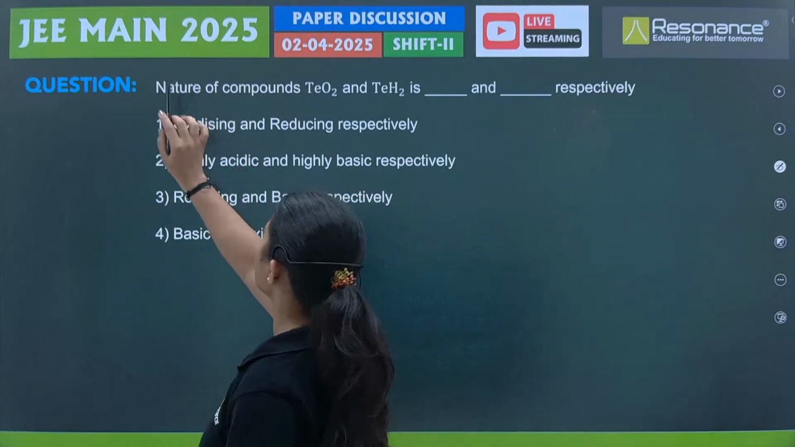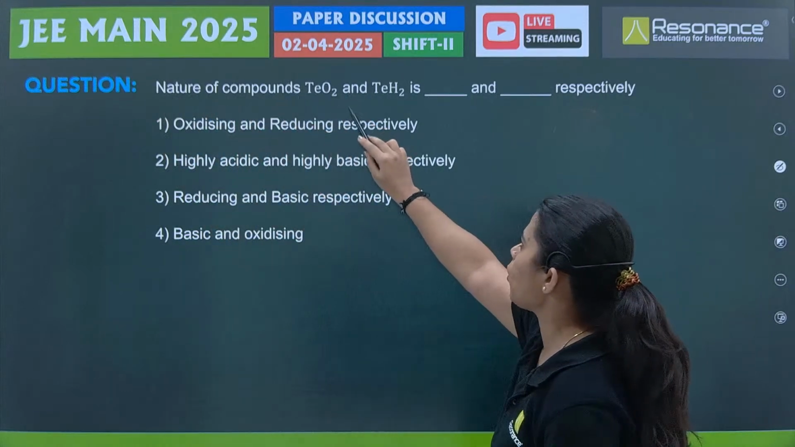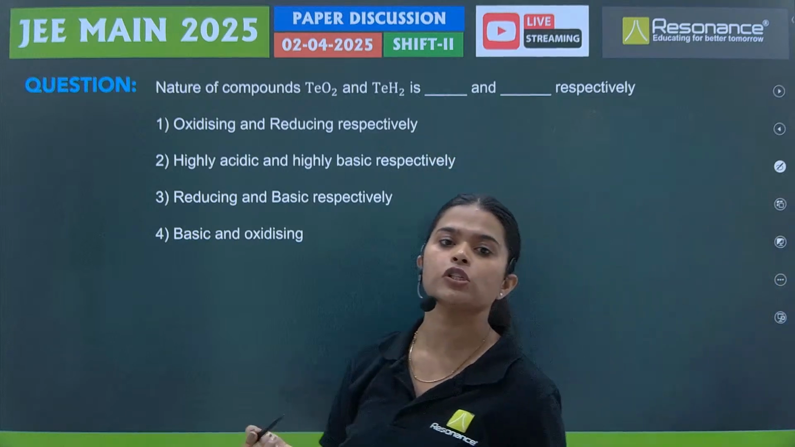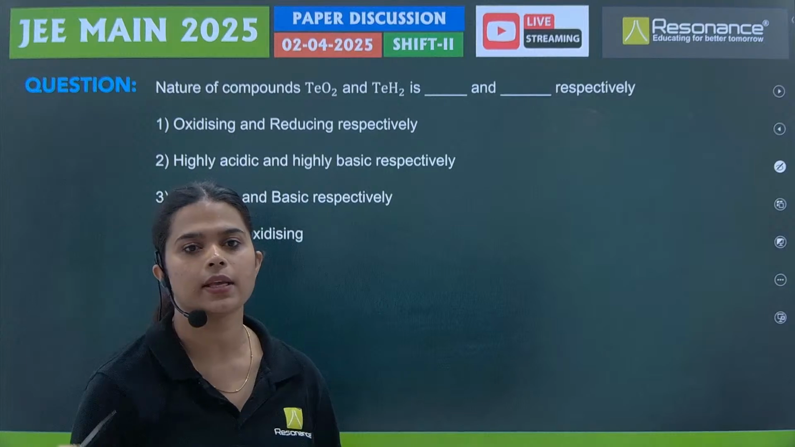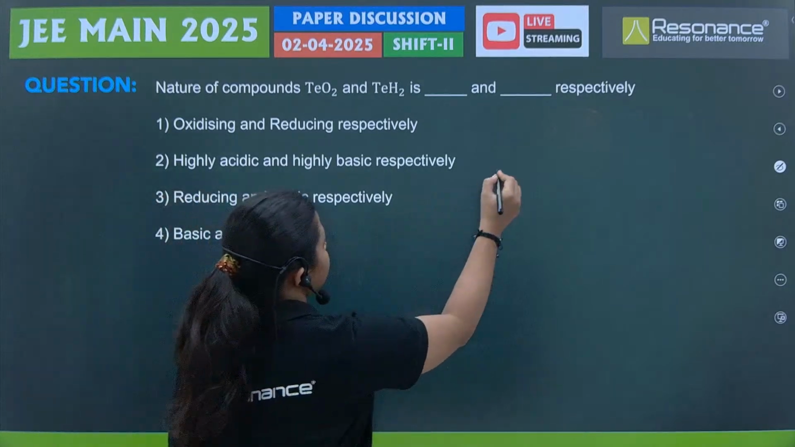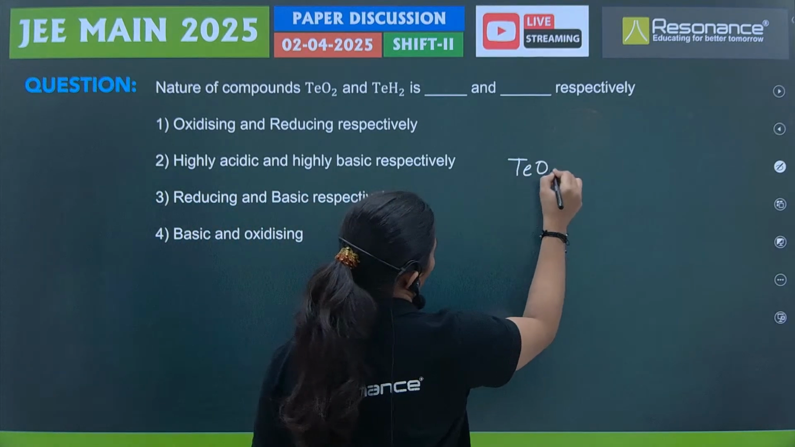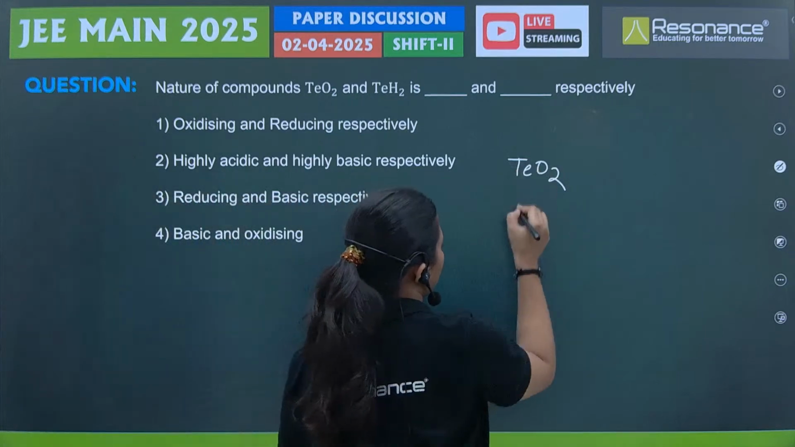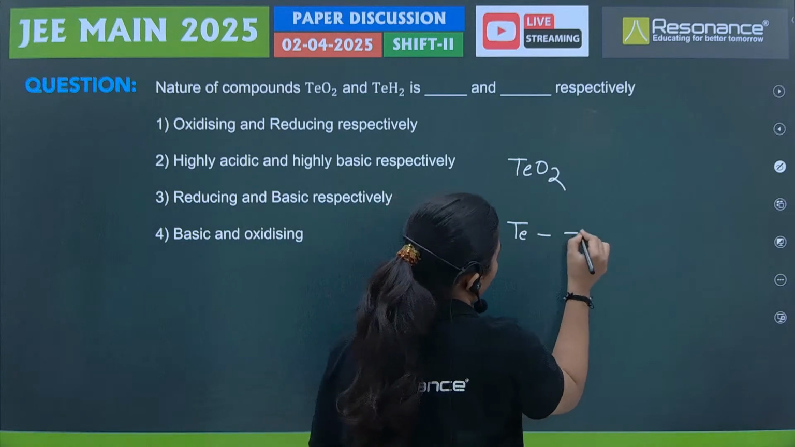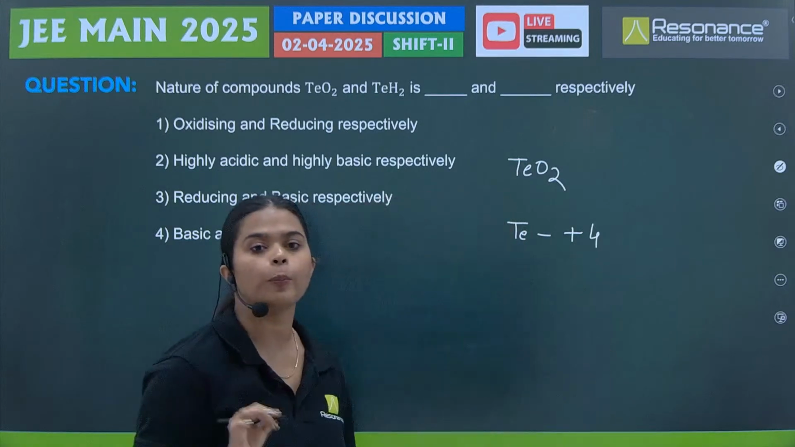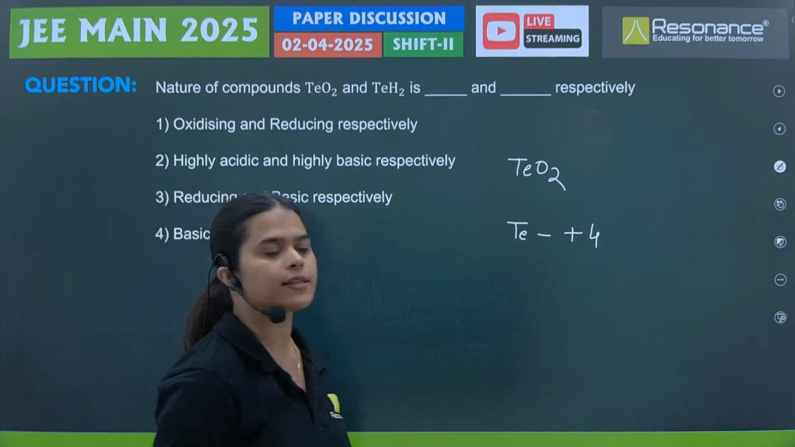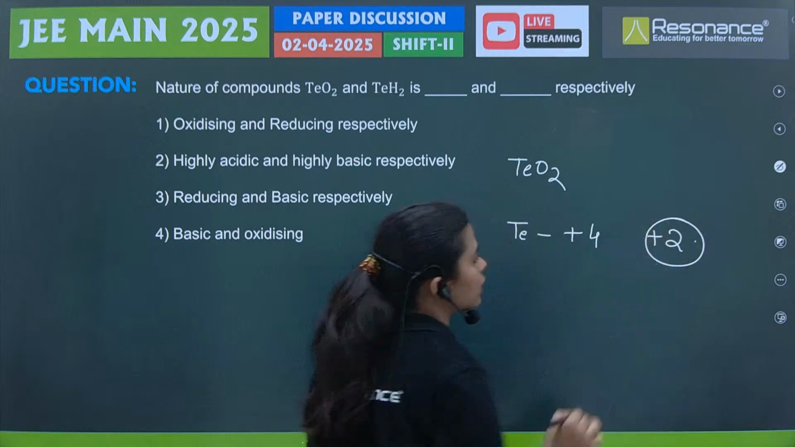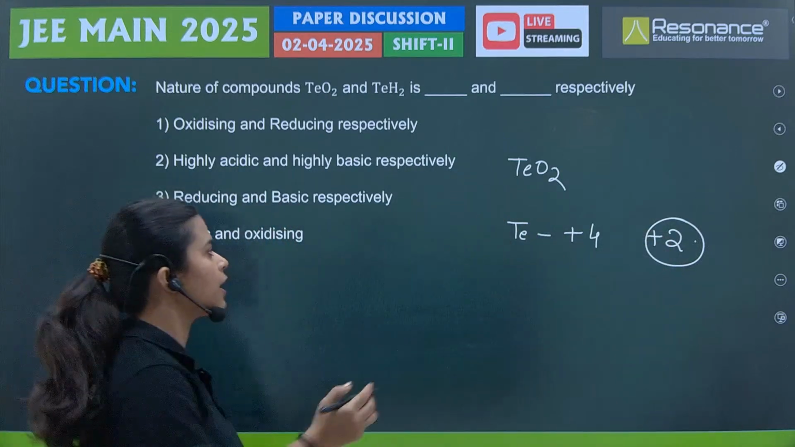We have to tell here the nature of the compounds TeO2 and TeH2. So what we have to tell is which one is the oxidizing agent and which one is the reducing agent. So if I see TeO2, what is the oxidation state of tellurium here? It is +4. And we know as we move down the group, the inert pair effect is going to be present there. So the +2 oxidation state is going to be more stable for tellurium in comparison to the +4.